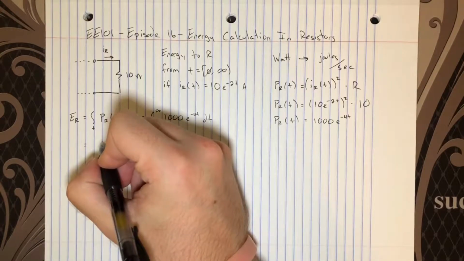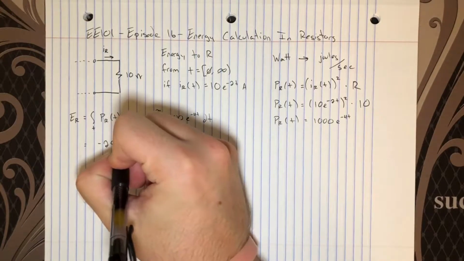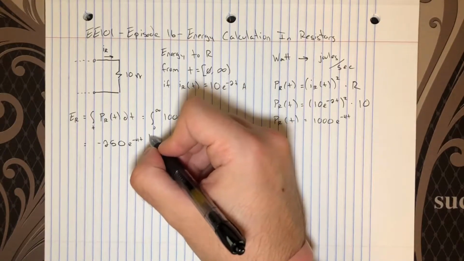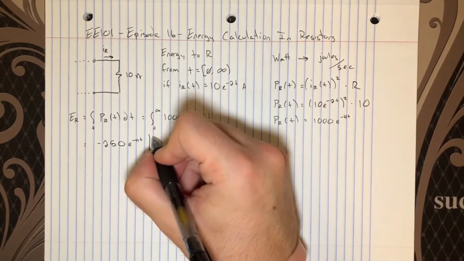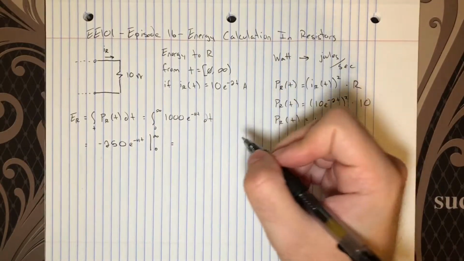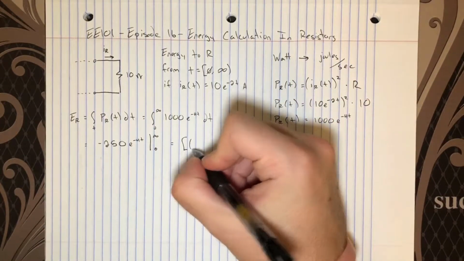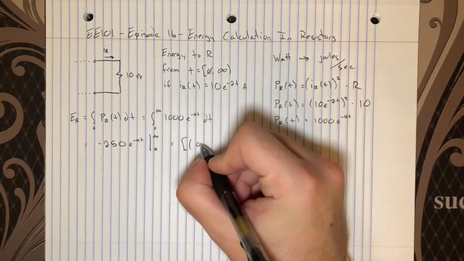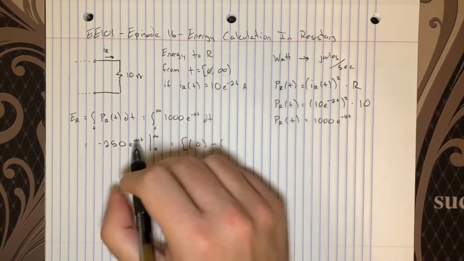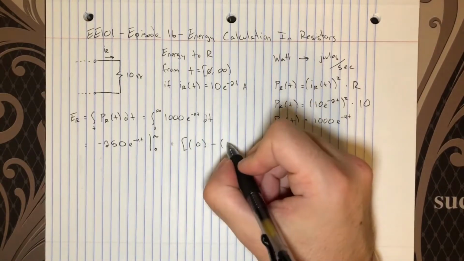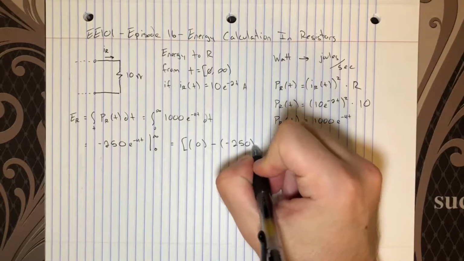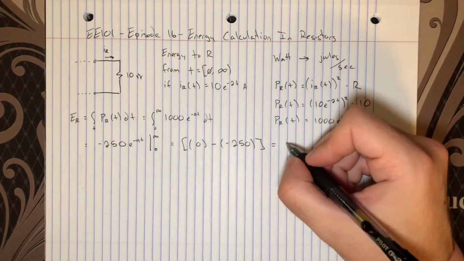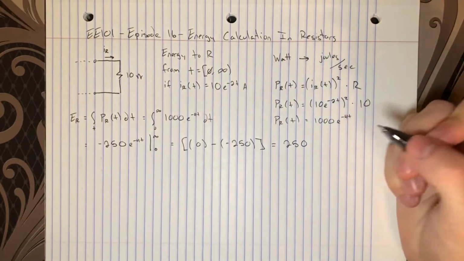What we're going to have is minus 250 e to the minus 4t, and this is all evaluated with respect to 0 and infinity, giving us, brackets here, when you evaluate at infinity, you're going to get 0, and then you subtract the evaluation at 0, which gives you minus 250. And if you complete this algebra, what you get here is 250.